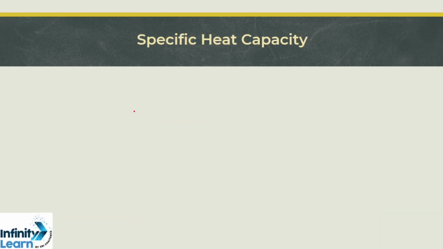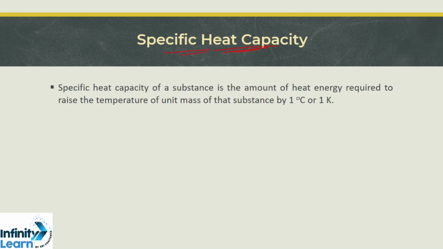Now let us talk about specific heat capacity. As we already said, heat capacity does not account for the mass of the body. It takes the body as a whole. Now in heat capacity, if I start expressing heat capacity per unit mass, then that particular property is called specific heat capacity. Let us check the definition over here.